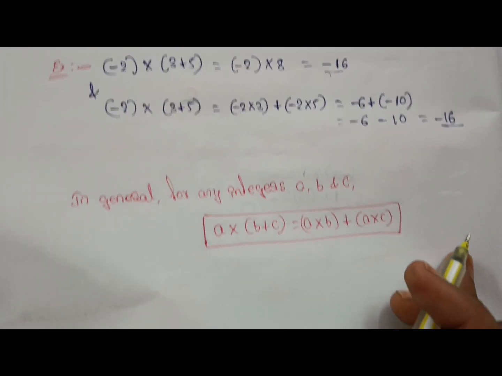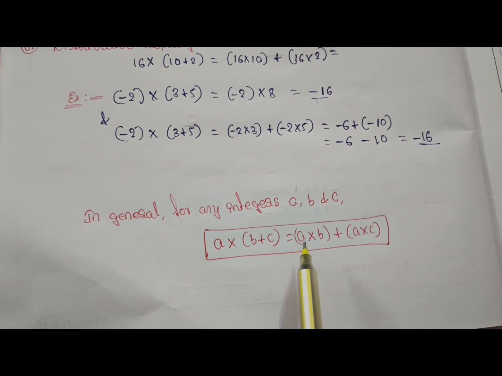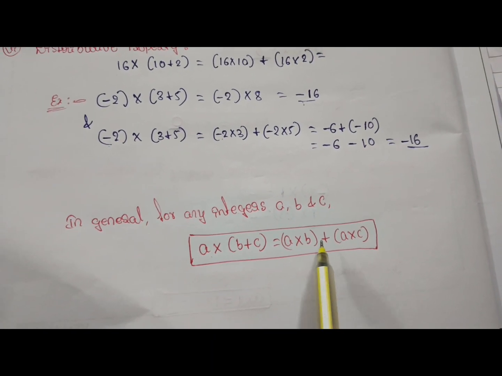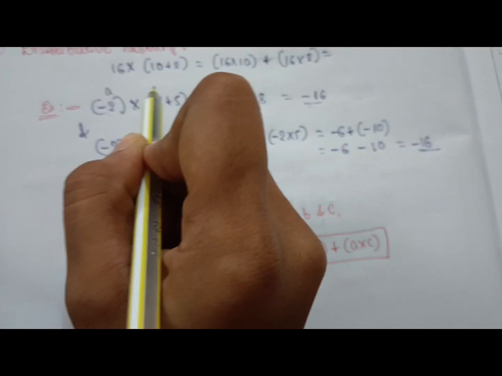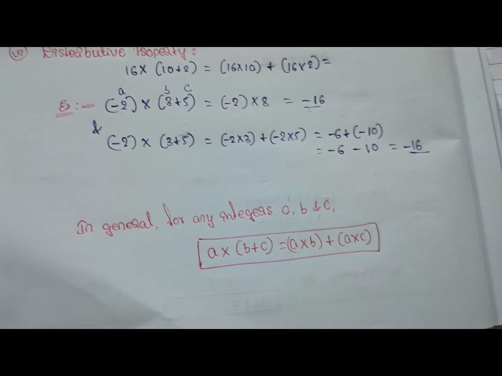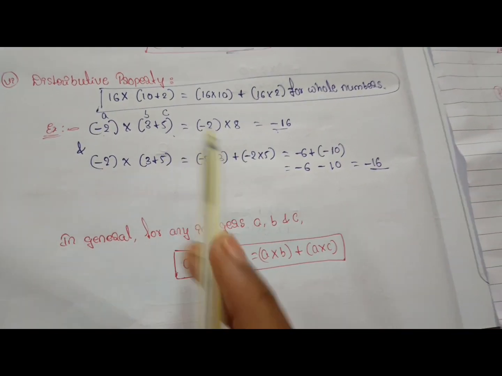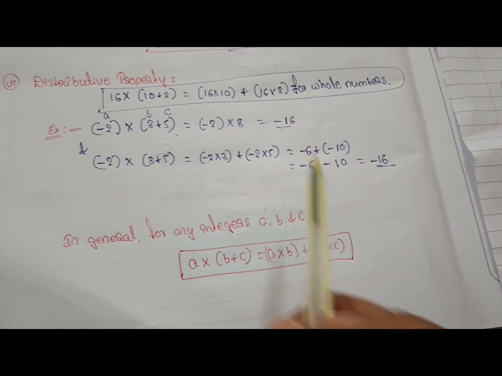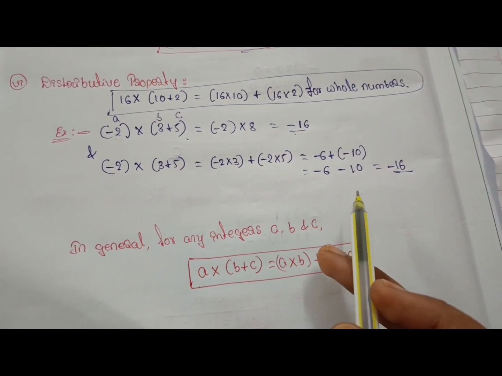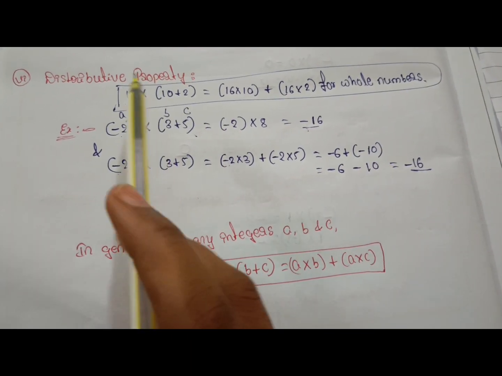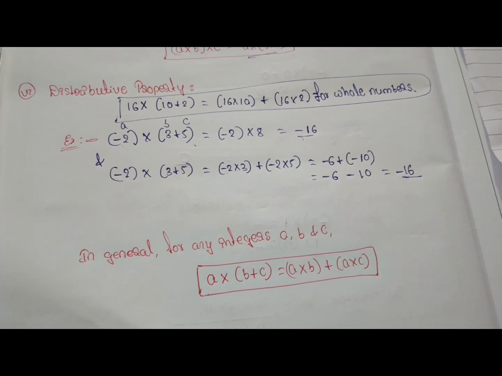So in general, for any integers a, b, c, a into b plus c is equal to a into b plus a into c. Here a is minus 2, b is 3, c is 5. So this example satisfied this condition. This example for whole numbers and this example for integers. So we can conclude that distributive property is also applied for integers.